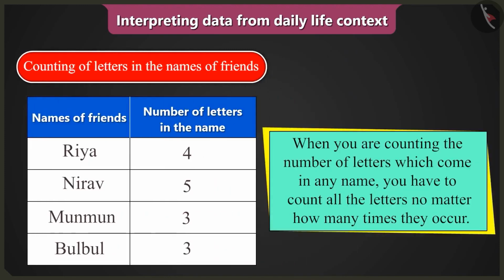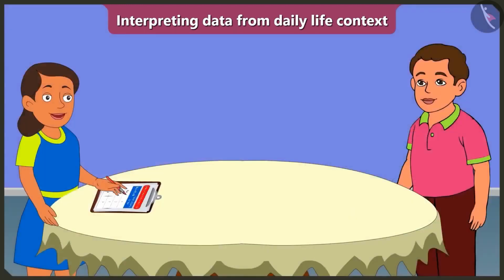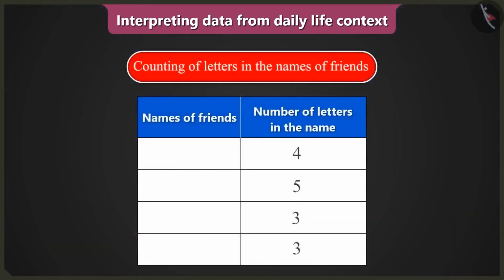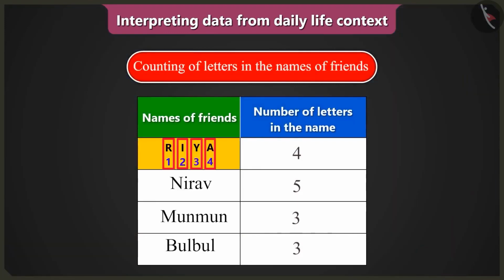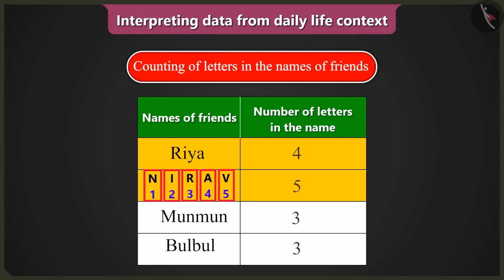Yes, but when you are counting the number of letters in any name, then you have to count all the letters even if they are repeated. And how is that? Look, Bubbly, here the first name is Ria, which is made from 4 letters. And you have written the number 4 only. Yes. And the second name is Nirav, which is made from 5 letters. Bubbly, your table is okay till here.